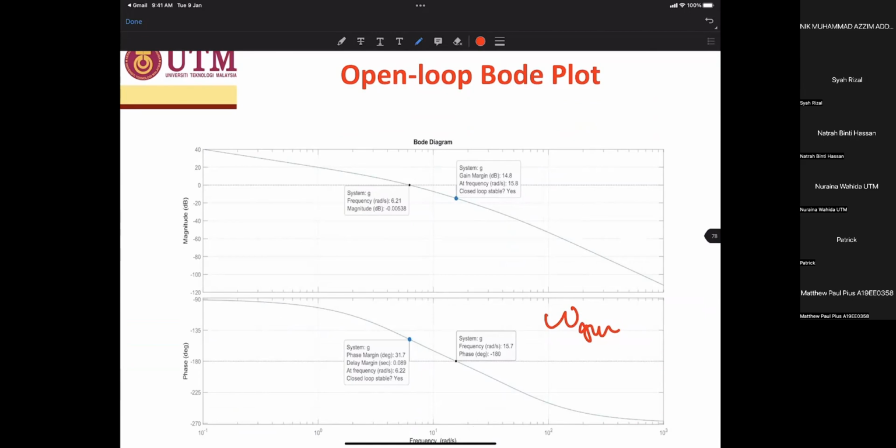Patrick, how do you get omega GM from the plot? Just look at the gain margin there. Oh, how do you get omega GM?